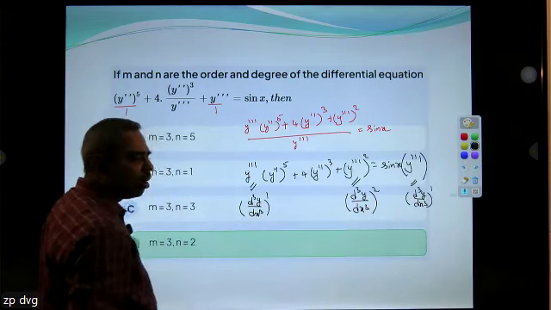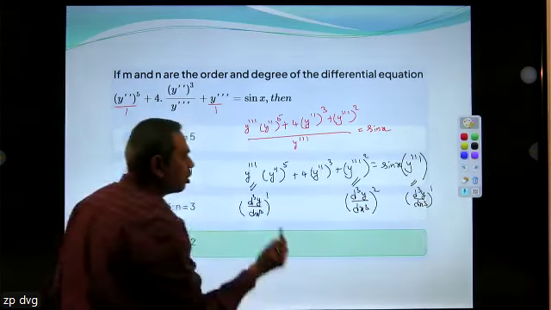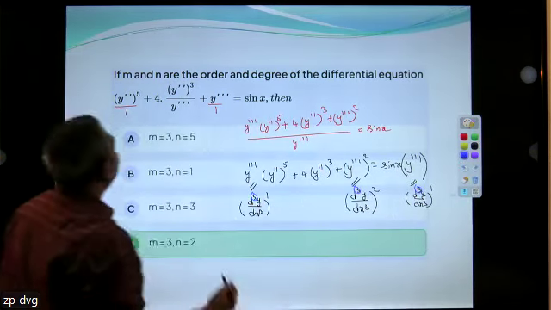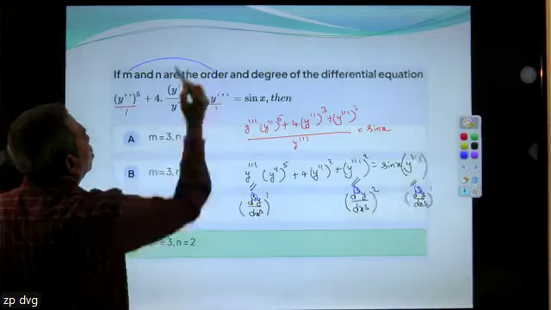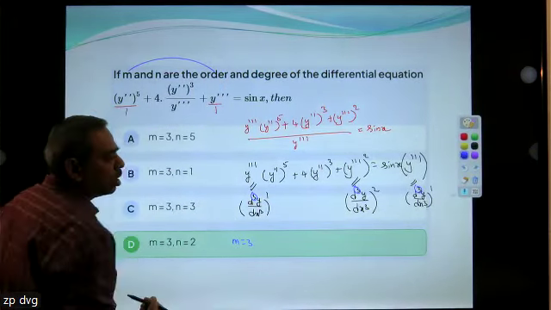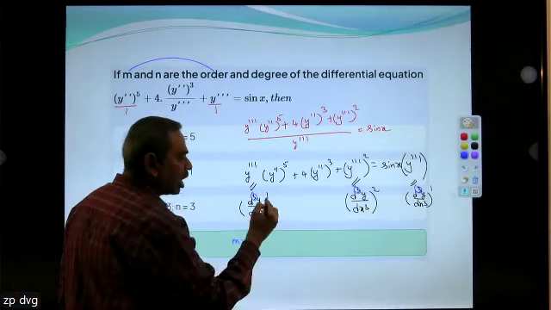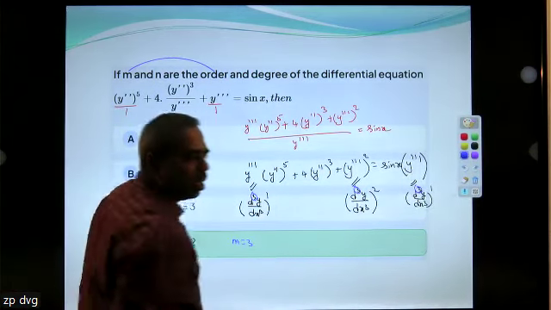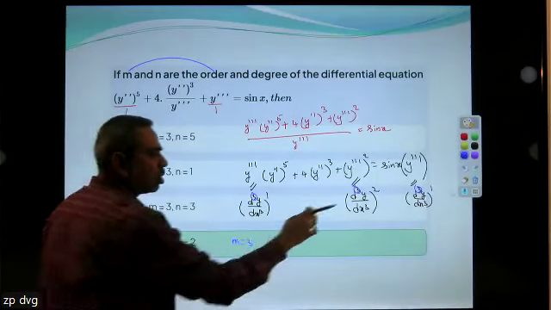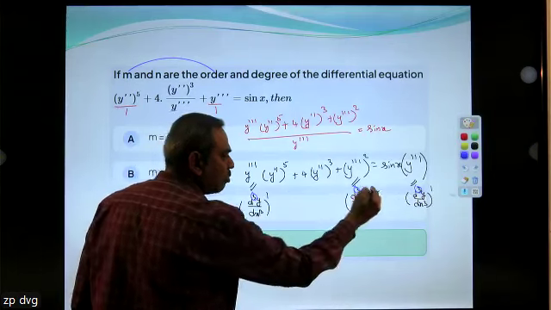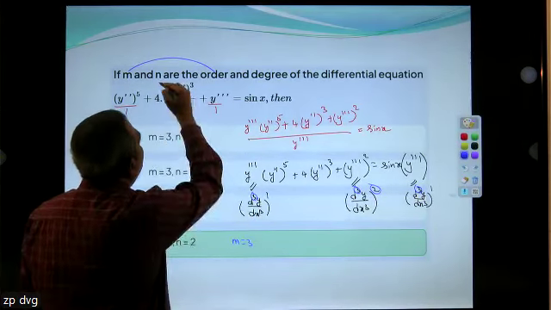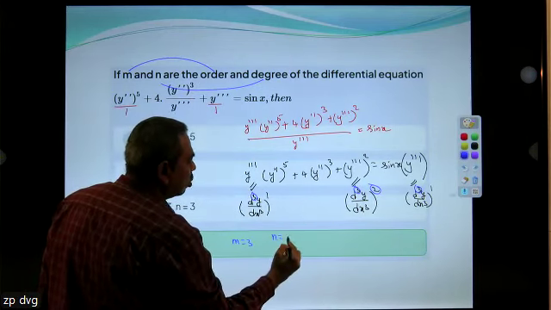Now tell me the order. What is the order of this highest derivative? 3. So 3 itself is said to be the order. Order is 3, so m is the order. What is the m value? 3. So m is equal to 3. And degree means the power. The power can be 1, 2, or 1. I said the degree is nothing but the highest power of the highest order derivative. So these are all the highest order derivatives. For this, the highest power is 2. And n is nothing but the degree. So n is 2. Is it clear, ma'am?